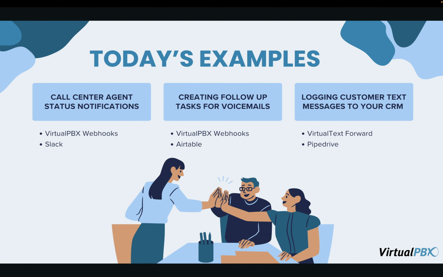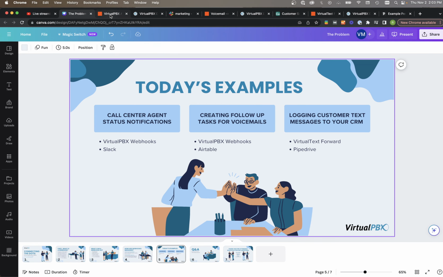The second, creating follow-up tasks for voicemails. Again, here we're going to use Virtual PBX webhooks. We're going to use Airtable as the tool to manage those tasks. And last, logging customer text messages to your CRM. For that, we're going to be using Virtual Text Forward, and then we're going to be using the Pipedrive CRM. So let's get into our first example.